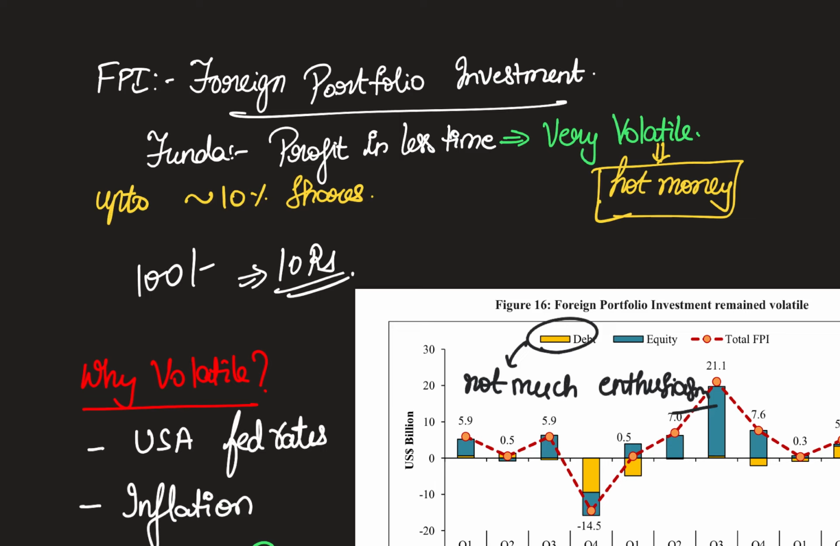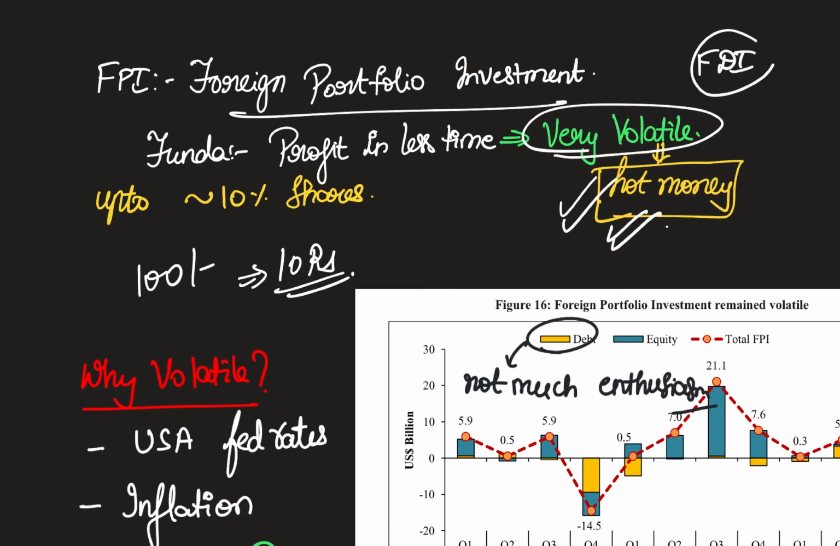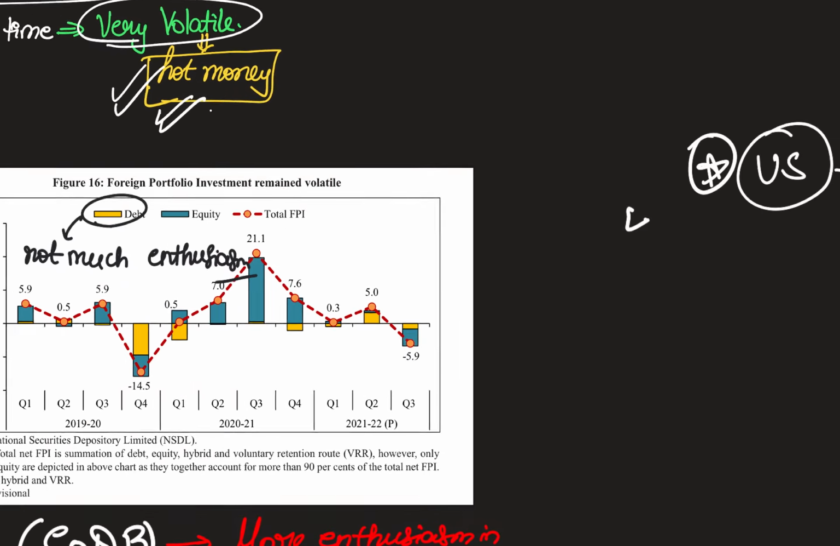At the same time, they can completely remove and sell their shares at any point of time they like. So the problem is it is very volatile, and therefore it is called hot money. But it is considered as FDI if there is more than 10% of share held by a foreign entity. Why is this volatile? You have to understand US Fed rates, and let me explain it further.